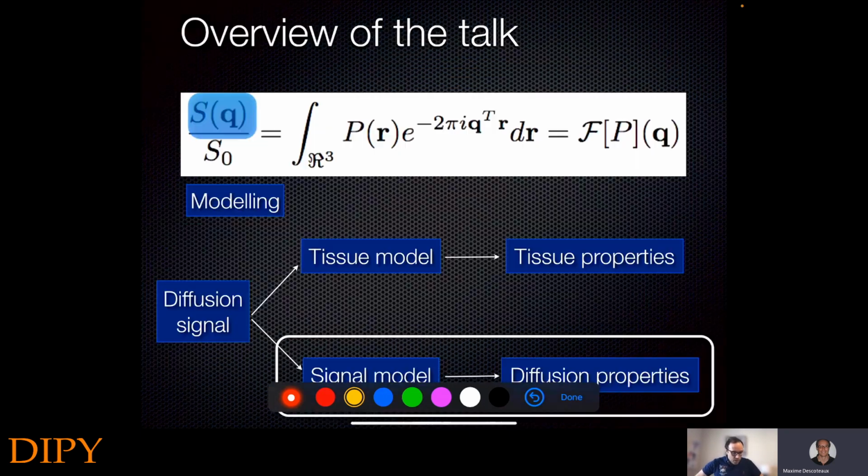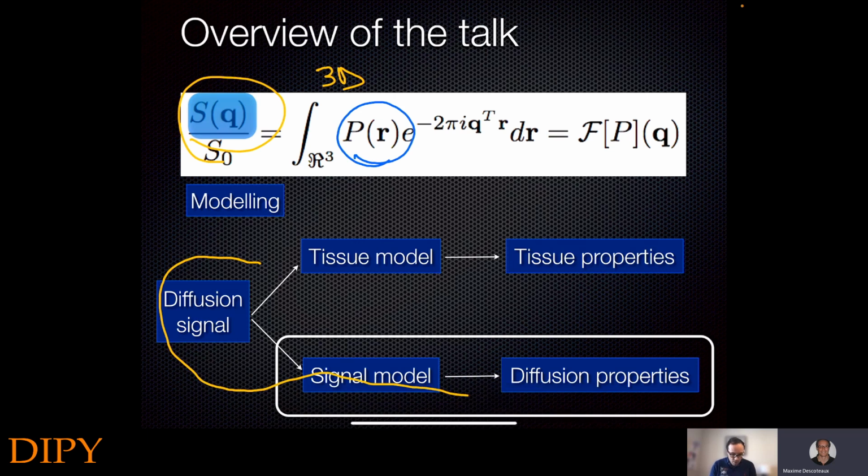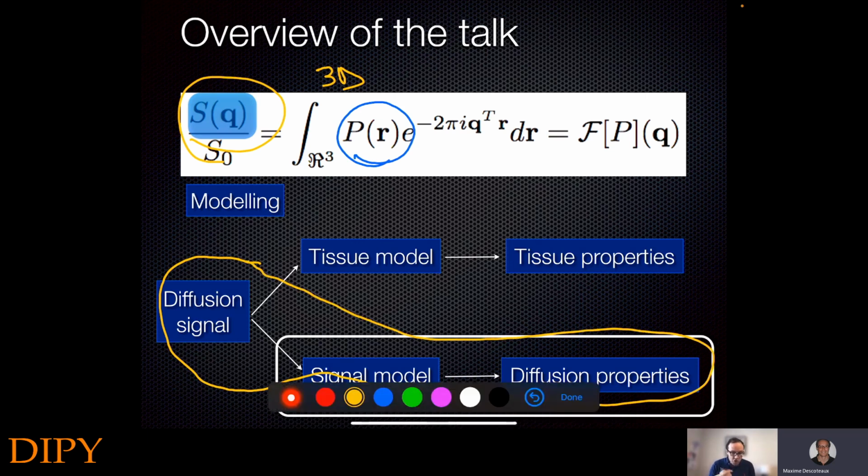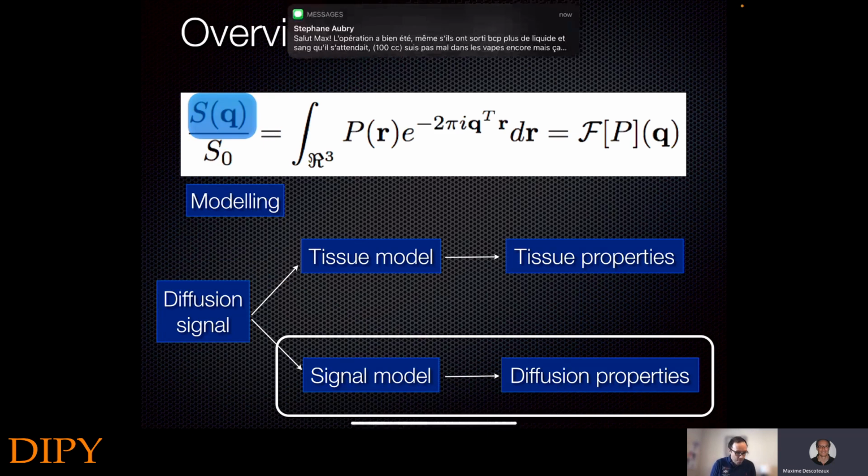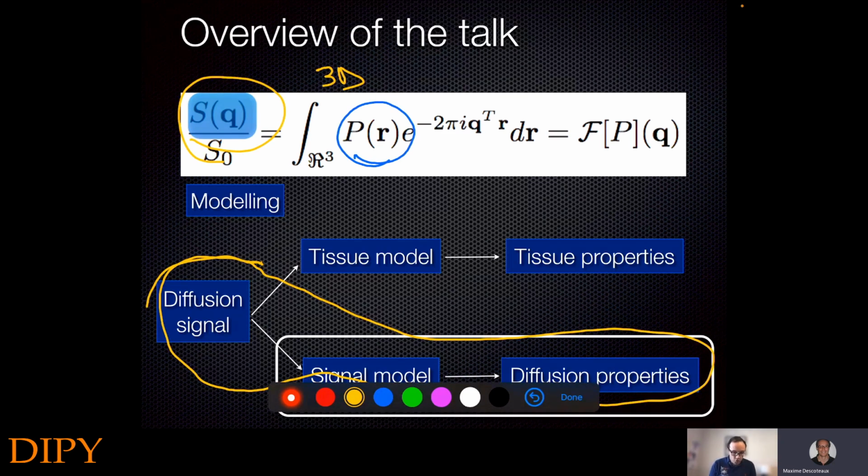Right. So I just want to come back to this overview of the talk. So we have this link between the diffusion propagator, P of R, our signal S of Q in the 3D world. And today, you have other demonstrations this week by other talks. We're taking this route here of not tissue model, so not biophysical modeling of the tissue like the NODDI model or the multi-tensor model. Here we're taking the route of model-free techniques. So we're just going to play around with mathematical tools that allow us to capture the diffusion signal, the diffusion ODF, the ODF, or the diffusion propagator.